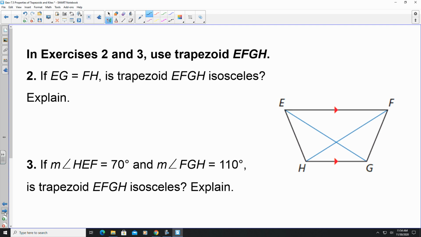In this example, it says use exercises 2 and 3. It says use trapezoid EFGH. So it says if EG is equal to FH, is the trapezoid isosceles? They're asking you to explain. The answer is yes, because we can use the isosceles trapezoid diagonals theorem. Because they said that if the two diagonals are congruent, which they are, EG is a diagonal and FH is a diagonal, I can say yes.